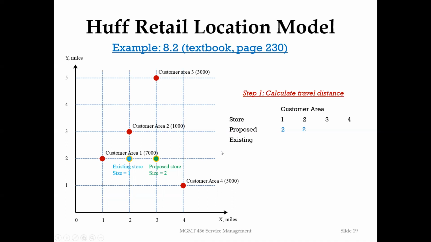What about from custom area 3 to the proposed store? So from here to here. So what is the travel distance? So if you go from here, it will be 1, 2, 3. So travel distance is 3.